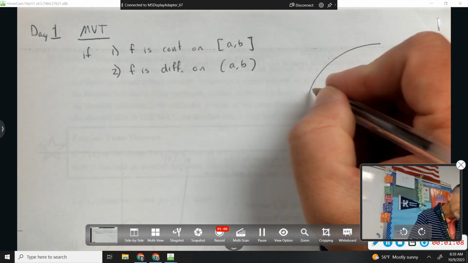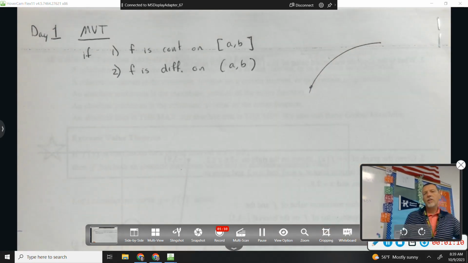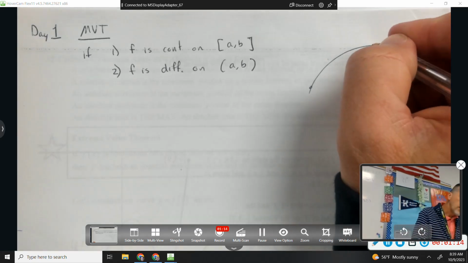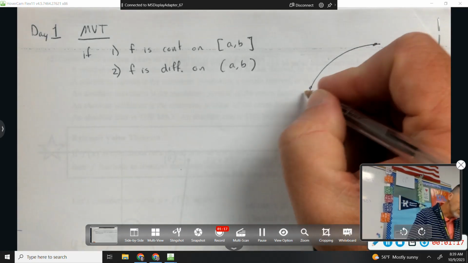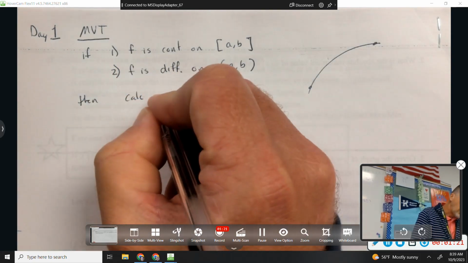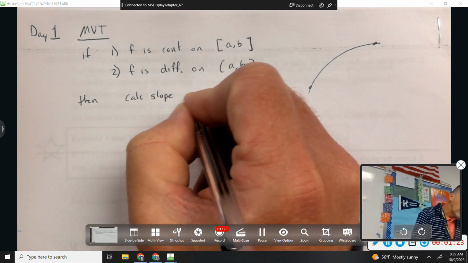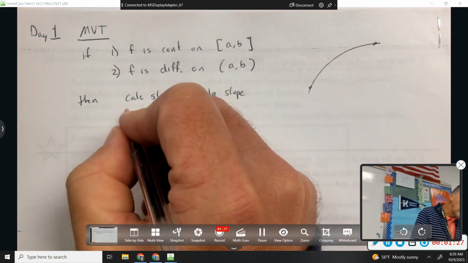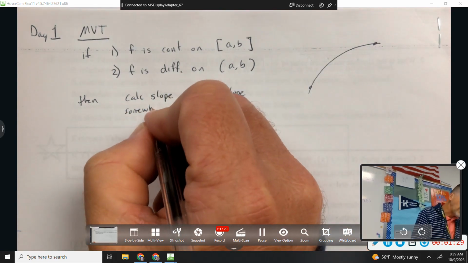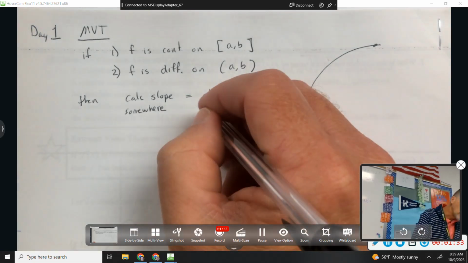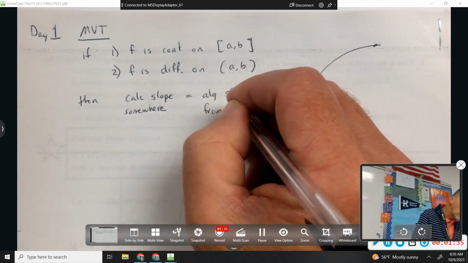do a little picture here. So there's a graph that's continuous and differentiable, simple one. Then the conclusion is the calculus slope equals the algebra slope. And really we should be a little more specific and say the calculus slope somewhere equals the algebra slope for the whole thing.